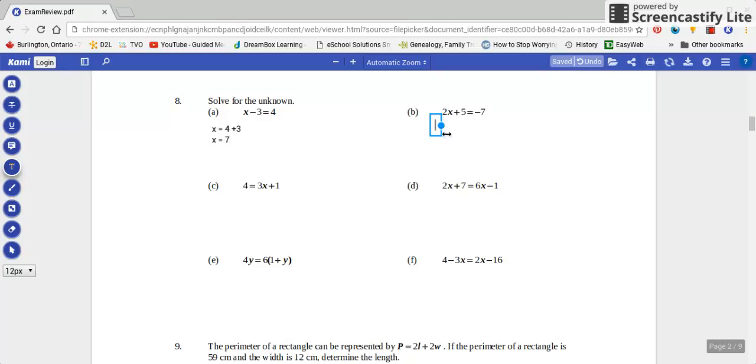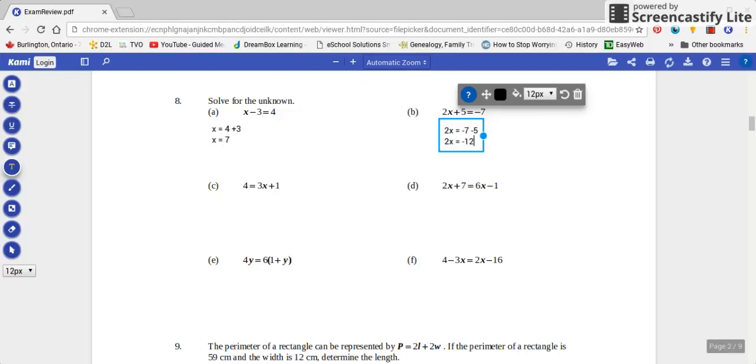When you see something like this that's got more numbers in it, you want to move things away from your variable step by step. So if we're going to add 5 over here, we're going to subtract 5 on the other side. So we're going to leave the 2x where it is. We're going to leave this negative 7 where it is, and we're just going to subtract 5 on this side. So we're going to end up with 2x equals negative 7 take away 5. You can use your calculator, or you can do it in your head, and end up with negative 12.